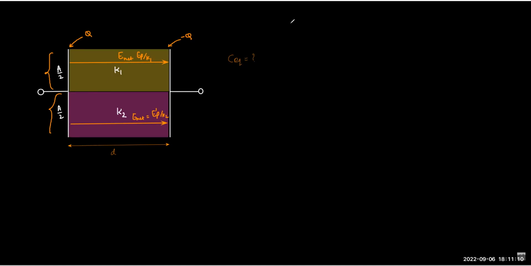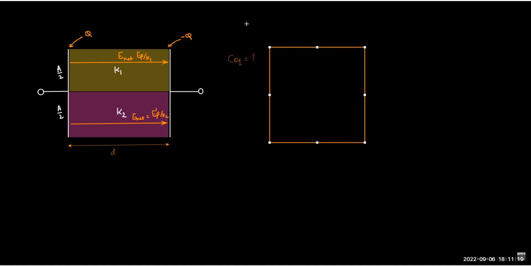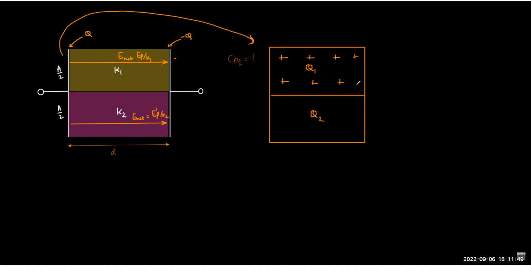So what will happen in reality? If I draw the plate, if you look at the plate part, so if you look from this side, at the back side of the plate, you see that the charge will distribute differently. It will be Q1 here and Q2 here. So we won't get the similar distribution, rather we will have a different distribution.